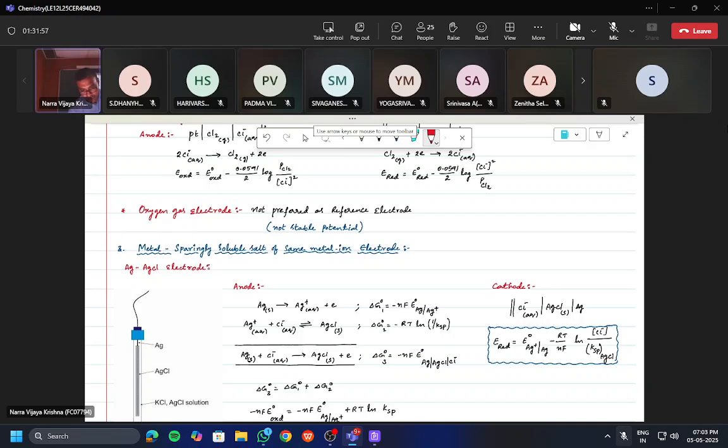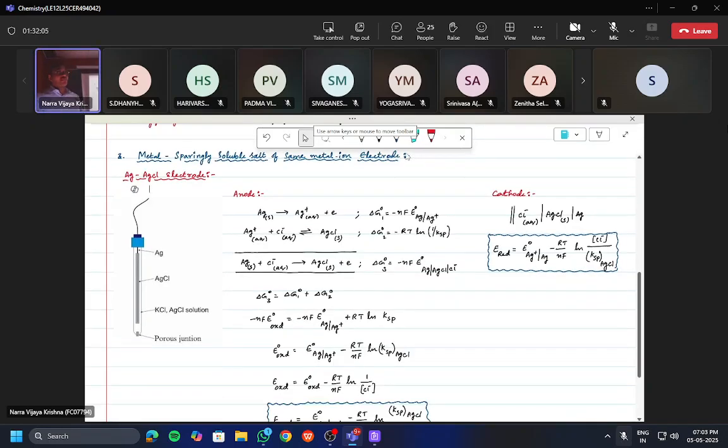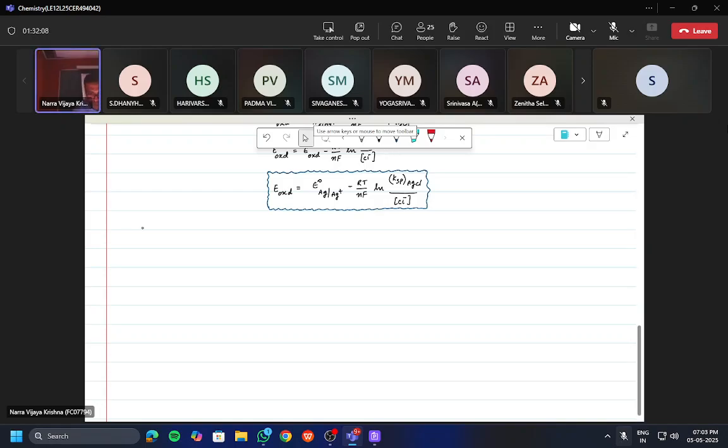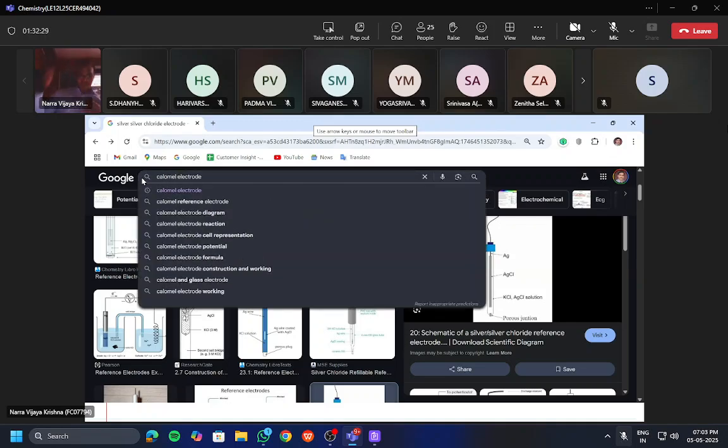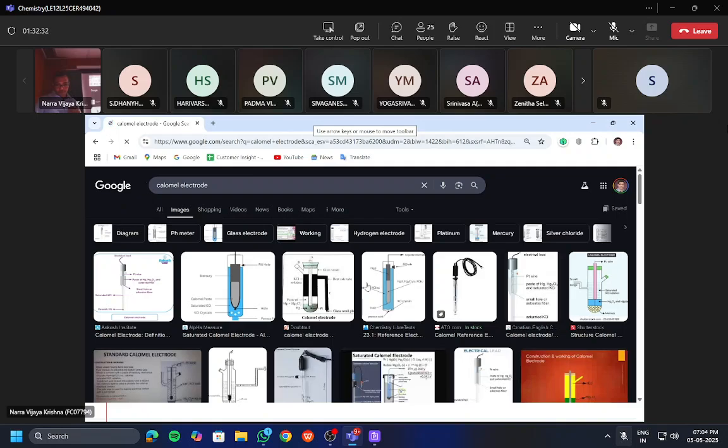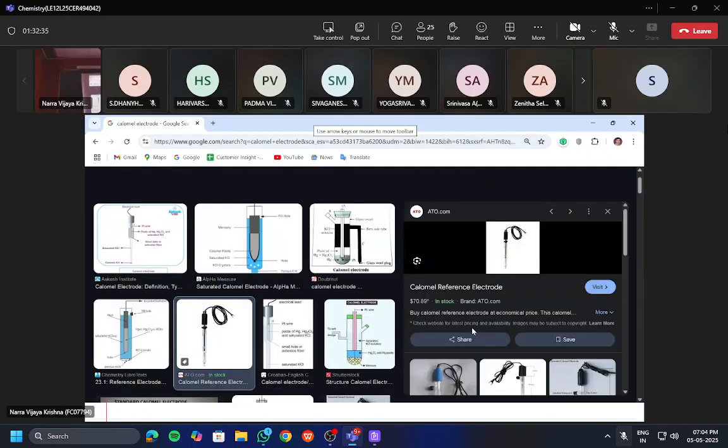Now I am changing to another electrode, sir. Now instead of deriving, give me the final equation. All right. Direct equation I want. I call this type of electrode the calomel electrode. Directly I am showing the image for the calomel electrode. This is the calomel electrode. This is the image of it.